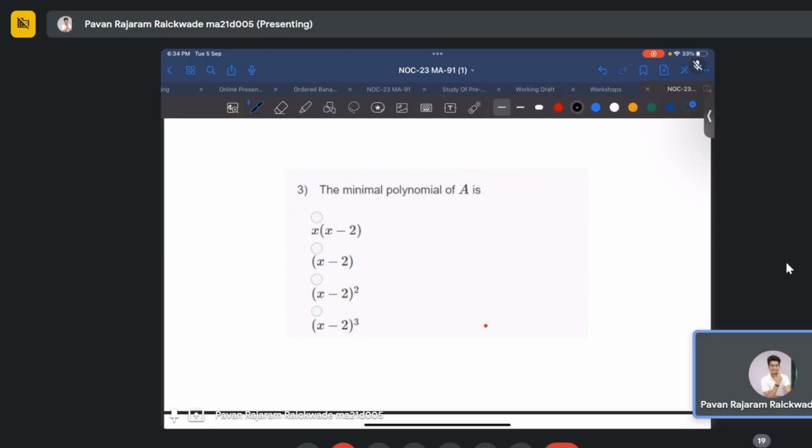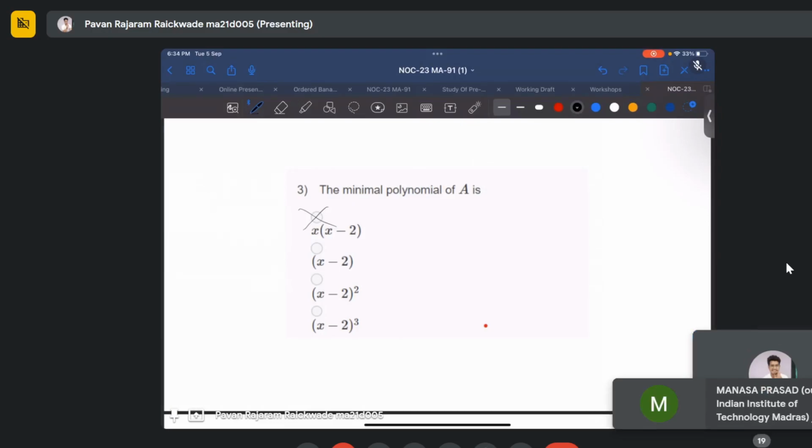See, the first one I can decline directly. Can anyone give me the reason? Because x minus 2 whole cube... the eigenvalue. But that doesn't answer my question. Why can I decline option number one? Zero is not an eigenvalue. Yes, perfect. Zero is not an eigenvalue. That's the answer. x minus 2 cube is the right answer.